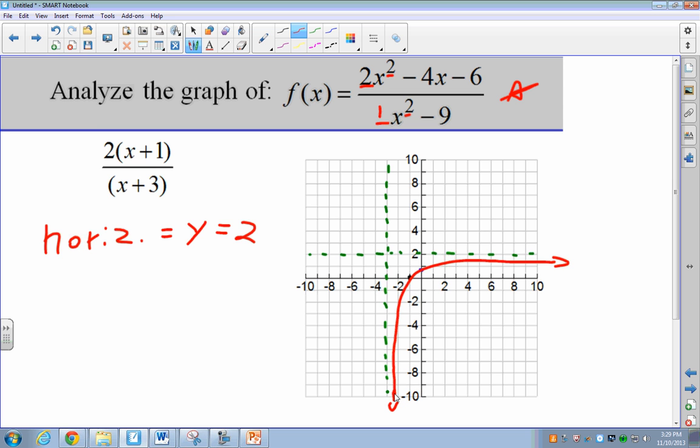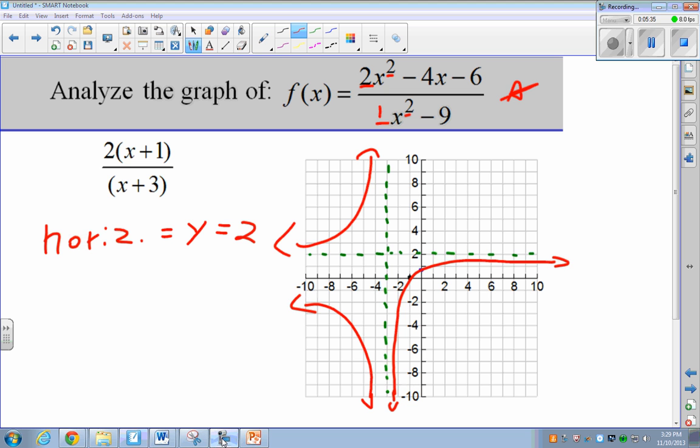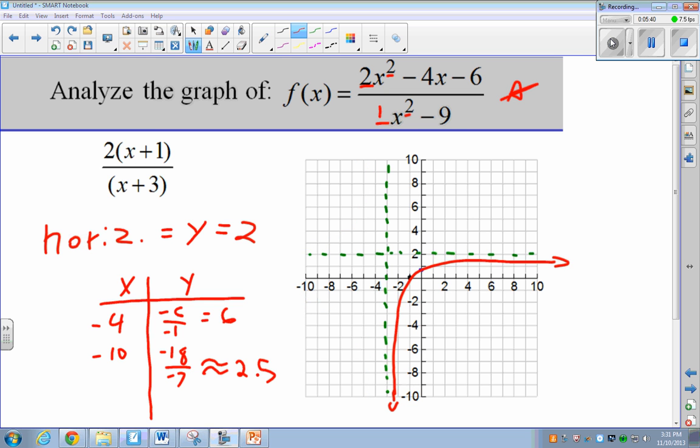However, over here, we don't know if we're going to get something that looks like this, or something that looks like this. So now we're going to have to create that table in order to figure out which one is right. Right here, I've created a table, and I've found values to the left of a vertical asymptote because we're not too sure what's going on there.